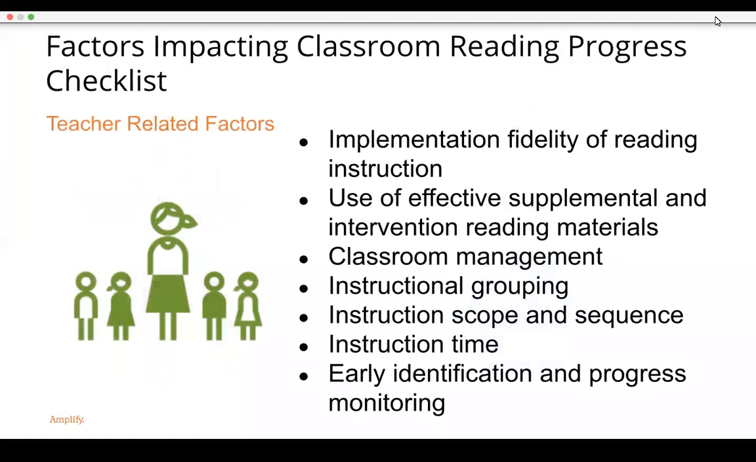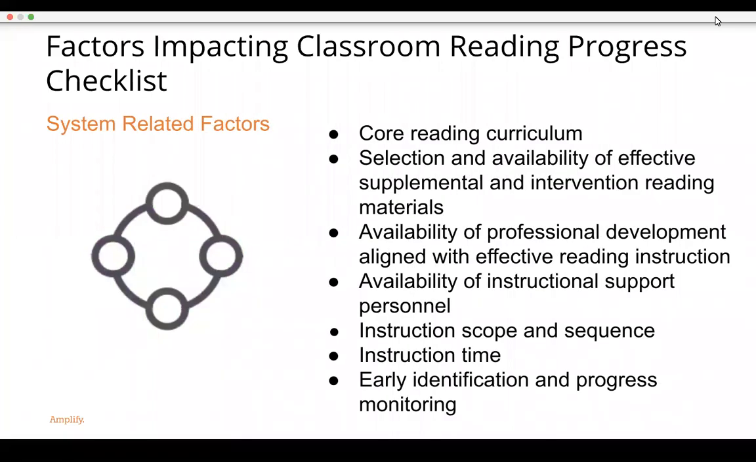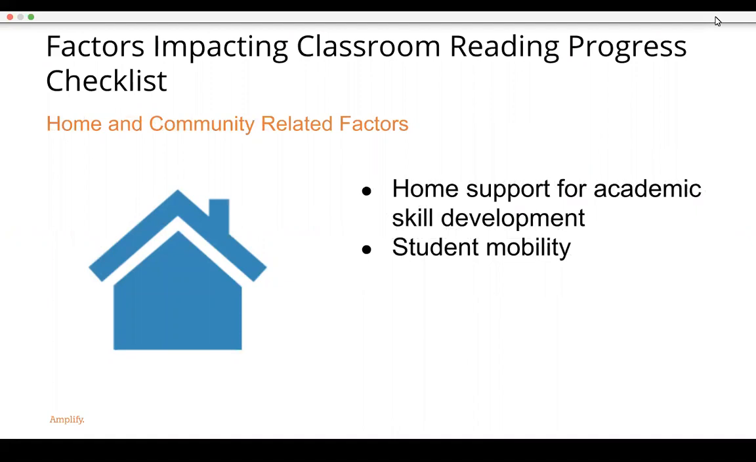These next few slides walk us through a checklist that names a variety of factors that impact classroom readiness and progress. We will highlight just a few of the items, but when you receive the PowerPoint, we encourage you to review it in more detail. When it comes to teacher-related factors, implementation of the reading program is really important, along with the instructional scope and sequence, instructional time, early identification, and progress monitoring. For student-related factors, we think about attendance and behavioral concerns. For the system, what is the core curriculum we're using? What's the availability of professional development, and is it aligned with effective reading instruction? Instructional time is also important. And for home and community factors, we think about home support as well as student mobility.